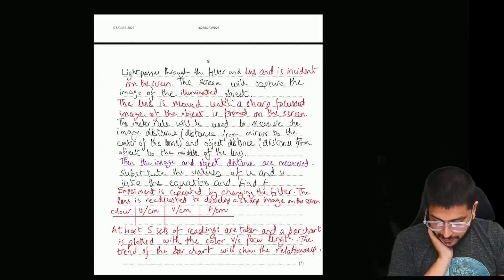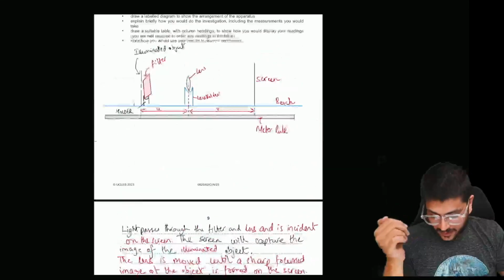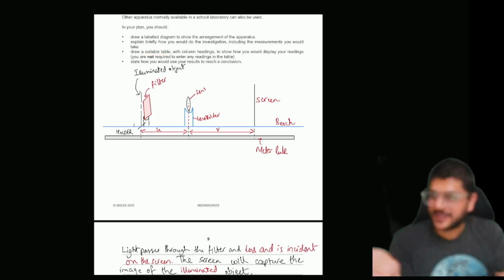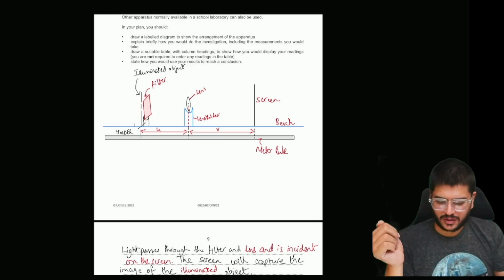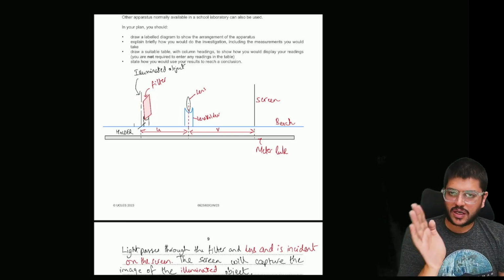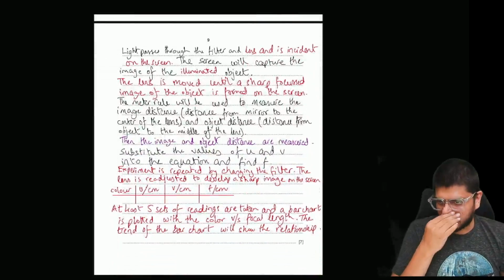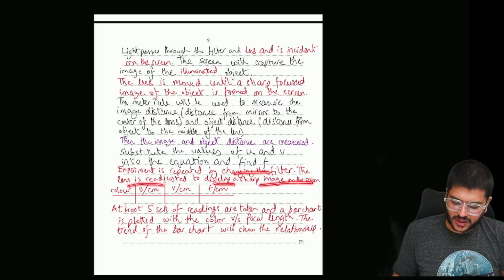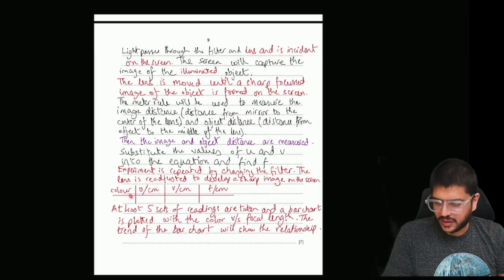Now, the experiment is repeated by changing the filter. This is what you need to tell them, because when you're making a table, you need multiple readings. So how will you continue? You would change the filter. Again, move the lens until a sharp image is formed on the screen. And that's it. Repeat the steps. The experiment is repeated by changing the filter. The lens is readjusted to develop a sharp image on the screen. And then the readings are taken. So color, u, v, f.